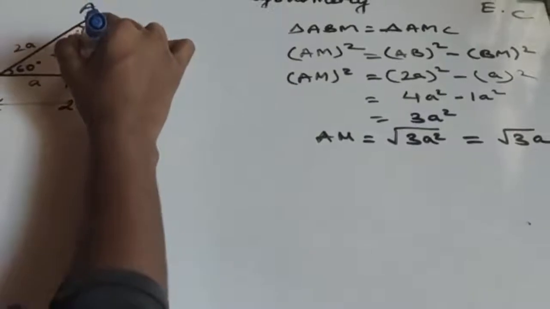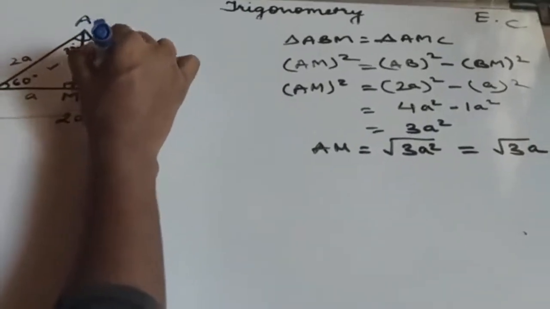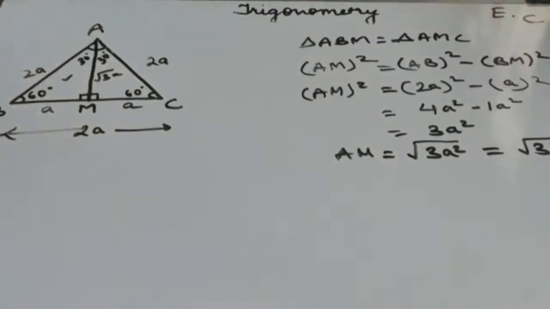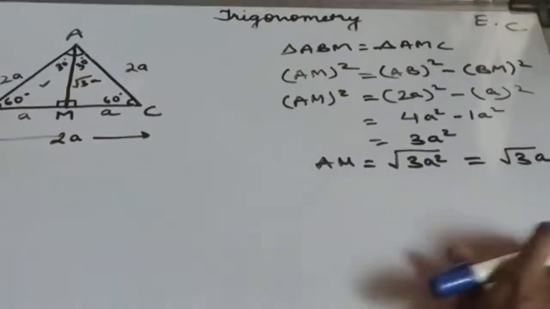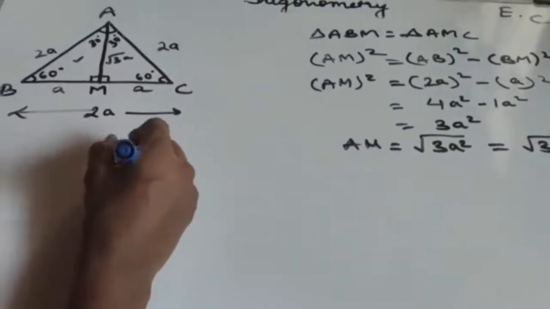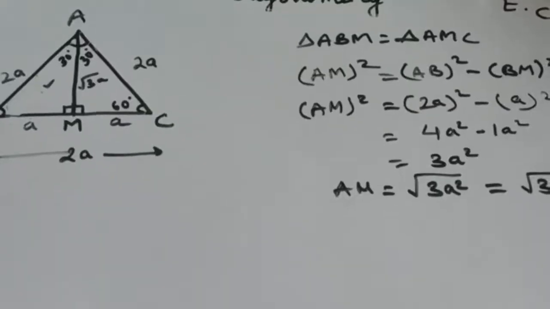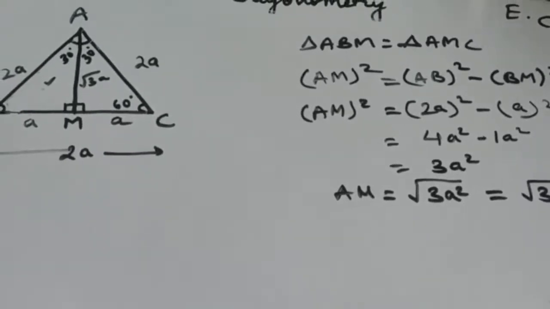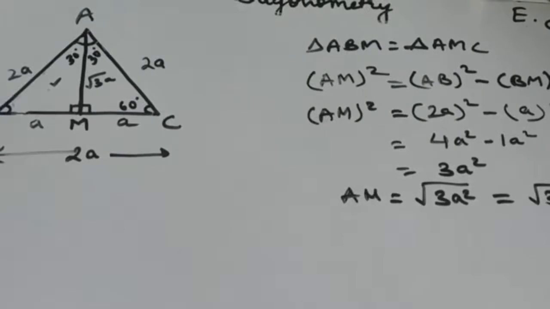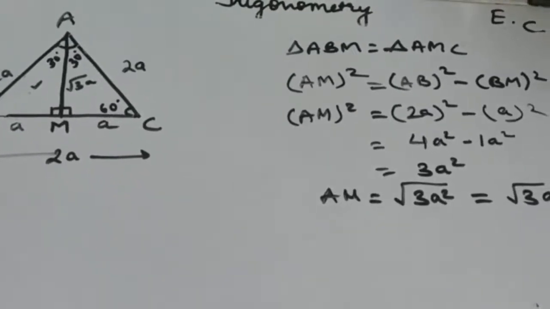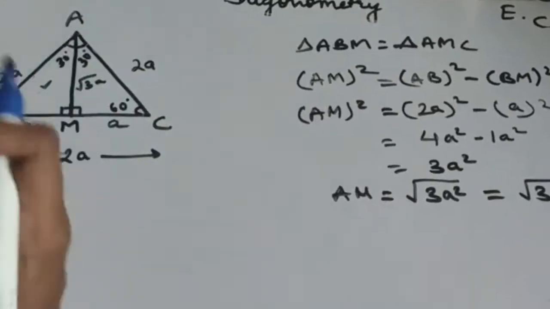So AM will be root 3A. Any doubt? Okay, now let's move on towards writing the trigonometric ratios that we already know. We have the measure of all the sides of triangle AMB. So let's start writing the values for all the trigonometric ratios at 30 degree, with respect to this angle 30 degree.